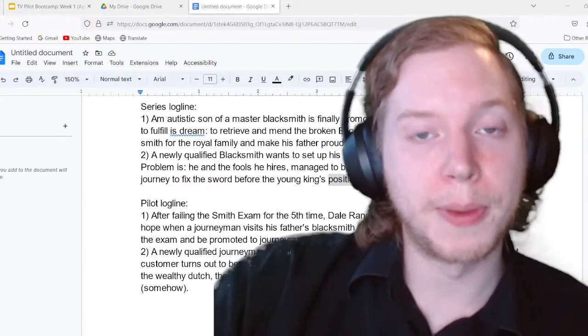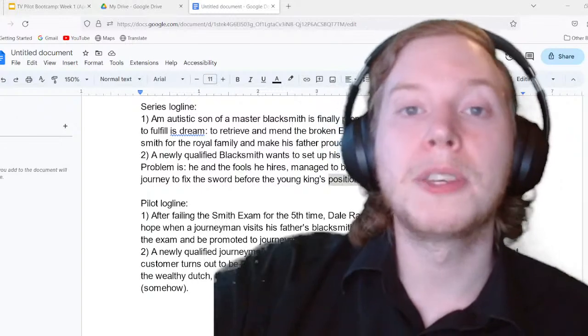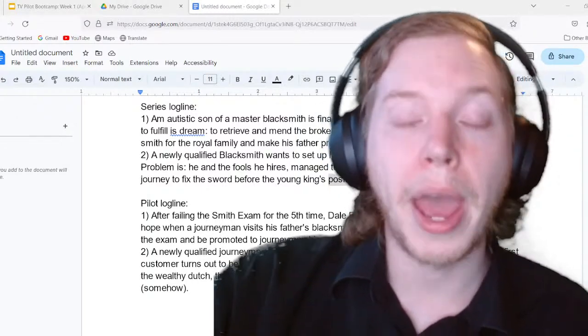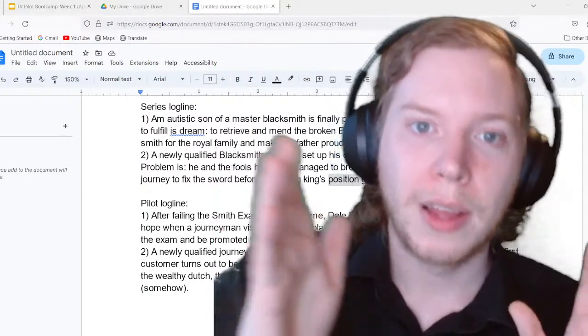Then after that, that's what I'm thinking. He becomes the royal blacksmith. And now that he's the royal blacksmith, there will be some other big problem that he needs to solve in that season. Is that sounding about right? Yeah. Okay. So the series logline is probably about, it is called Journeyman anyway.